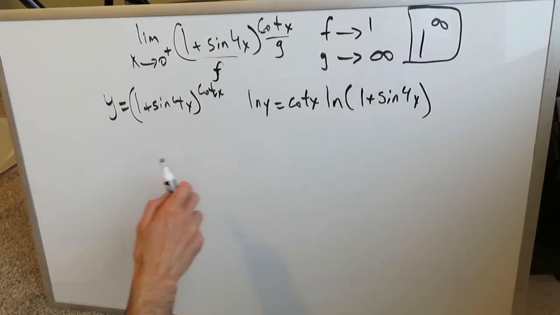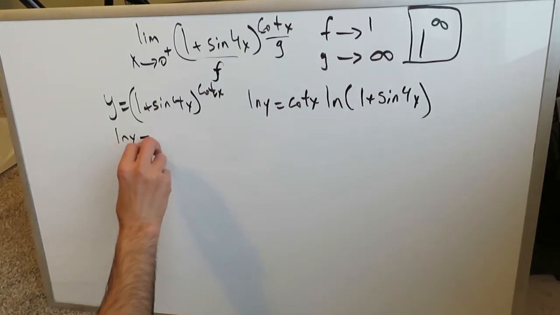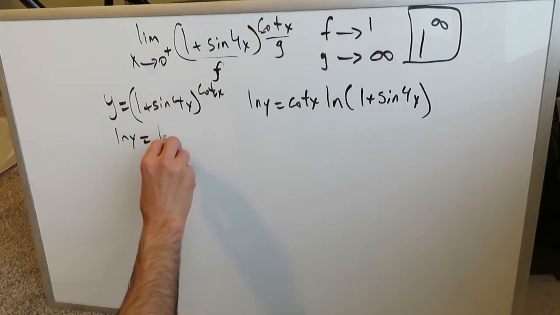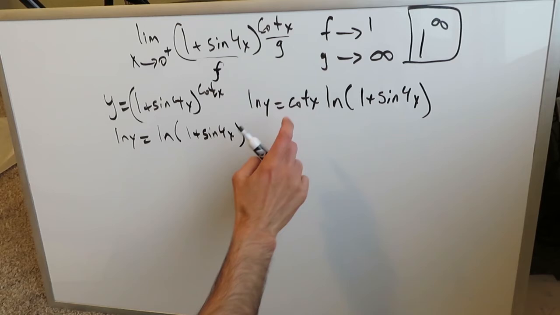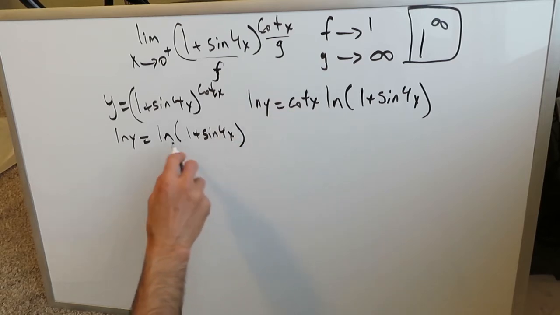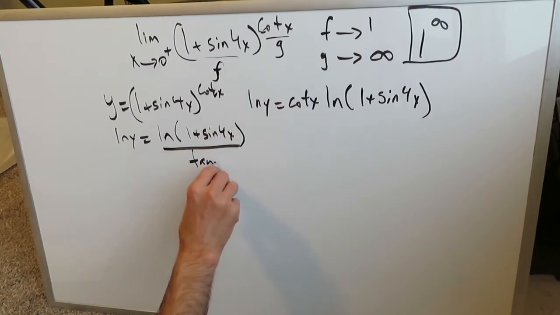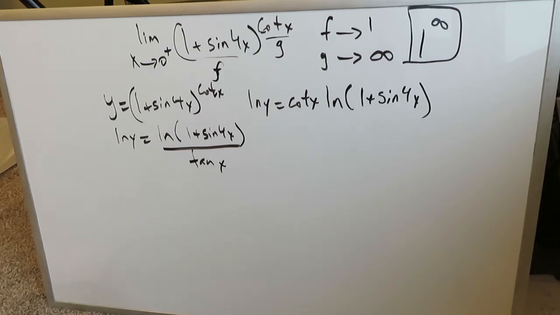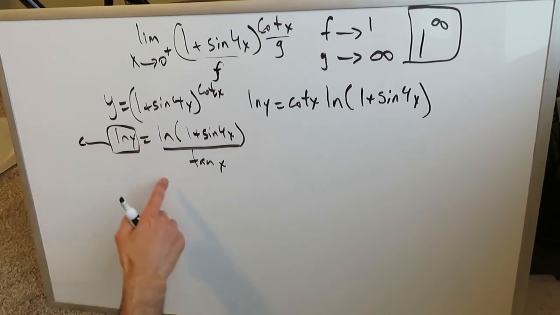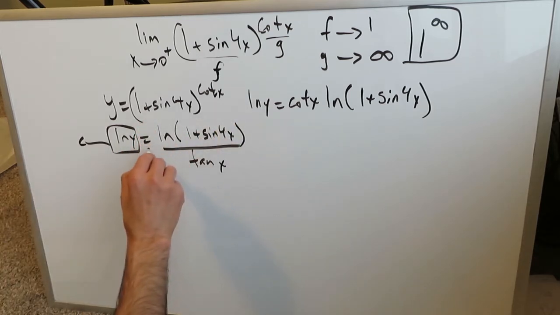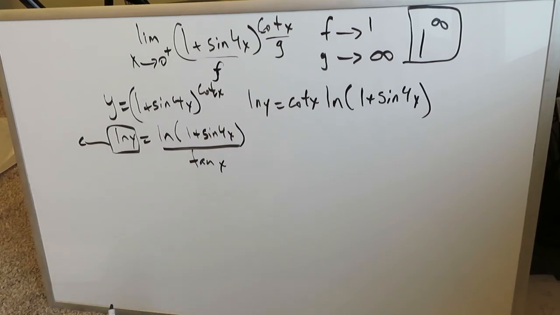We can convert that into a tangent. Natural log y is equal to natural log of 1 plus sine 4x over tangent x, since cotangent x is the same thing as the reciprocal of tangent x, is it not? And that's exactly what we have over here. We can put this natural log y aside for a while. We'll take the derivative of the numerator and the derivative of the denominator.